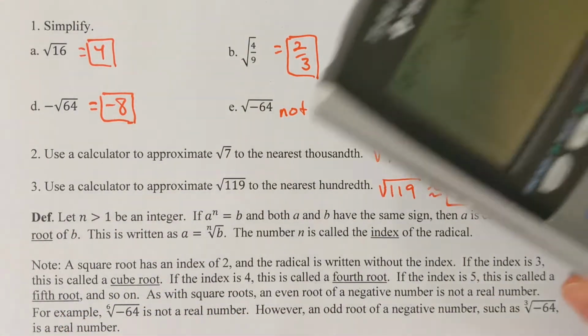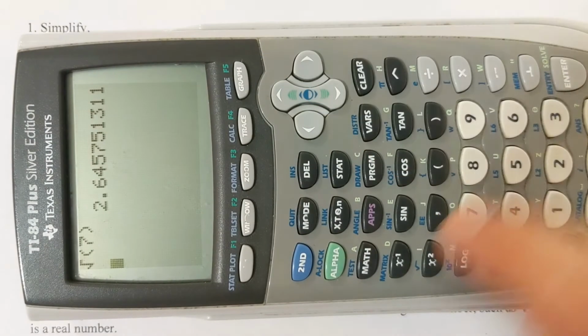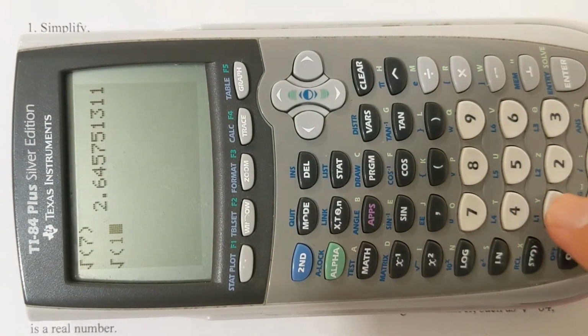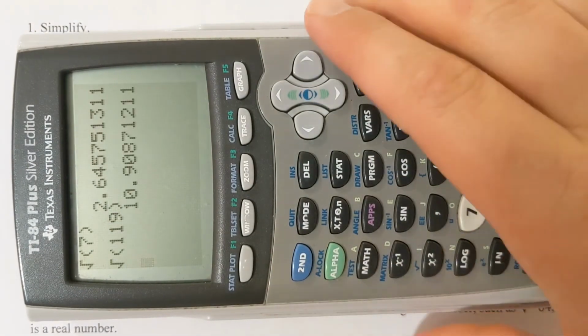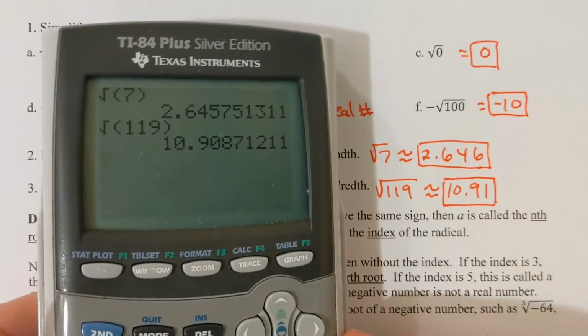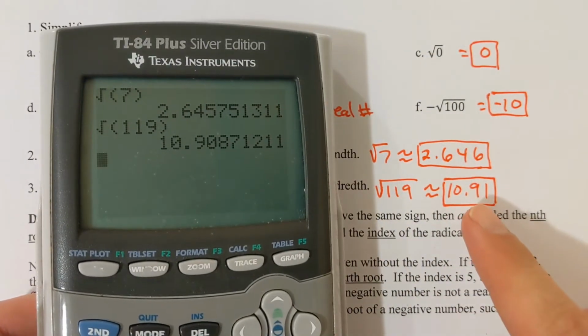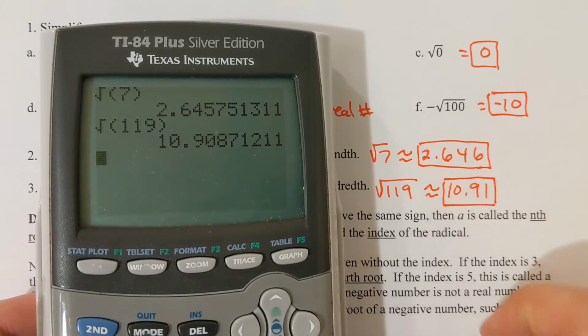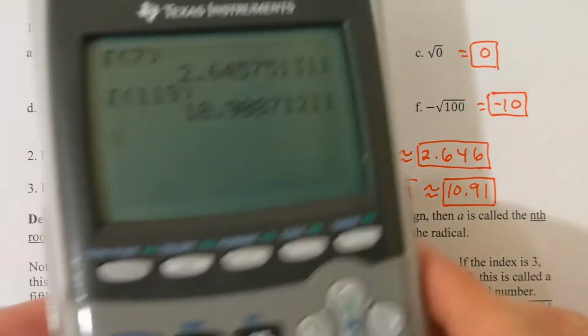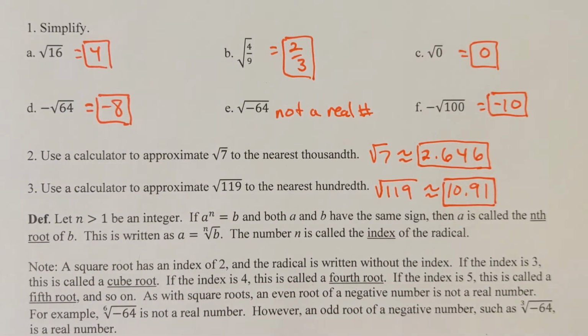The square root of 119, if we type that in to the nearest hundredths, okay, nearest 2 digits, that'd be 10.91 then, okay? And of course, pay attention to where they tell you to round. They'll tell you that in the problem, round to the nearest hundredth or thousandths or 3 digits or 2 digits or whatever.